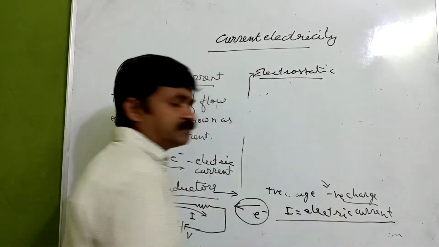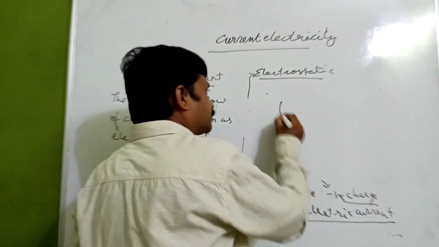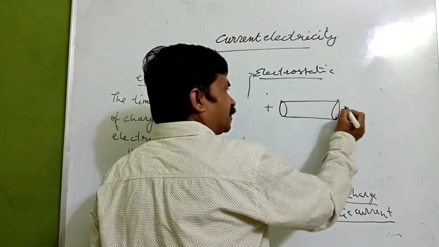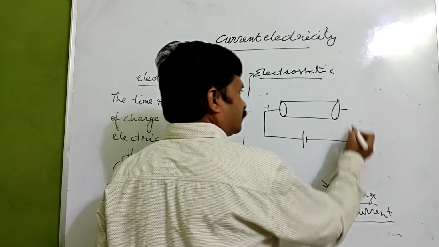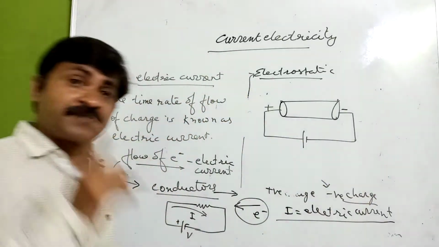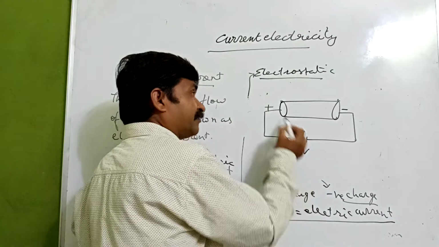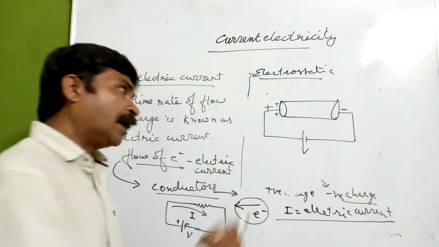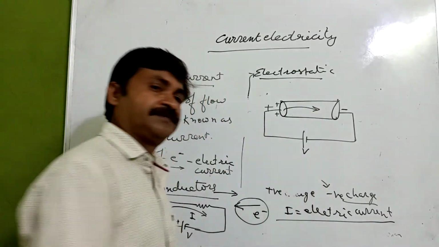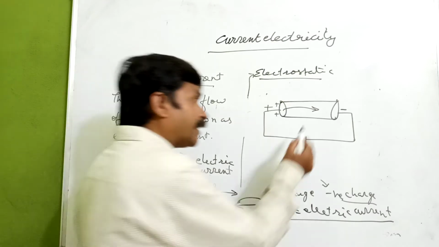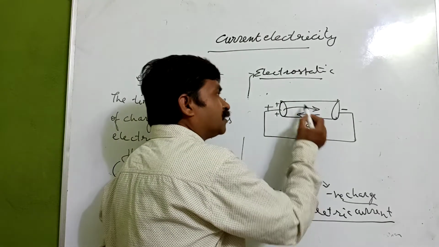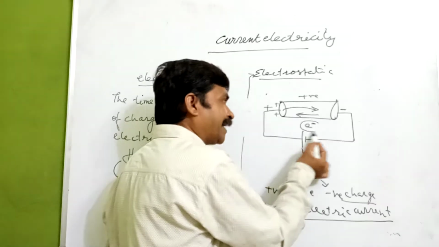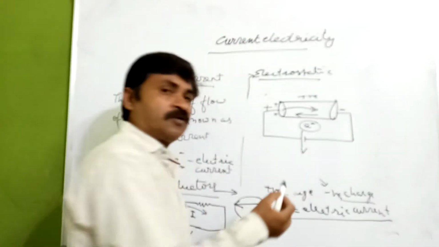Why time rate of flow of charge? Because if we take a conductor like this and give it a potential, there must be a potential difference. If we have positive here, it is at higher potential and the other end is at lower potential. Then there will be flow of charge. The electrons are coming in this direction, the positive charge going in this direction. Basically, only electrons are moving.